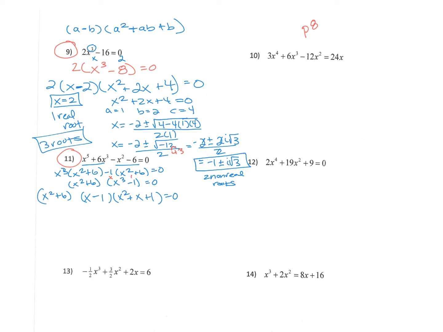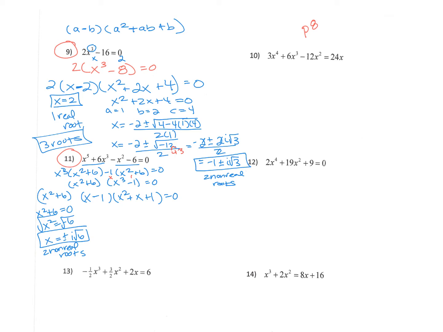So now I'm ready to set everything equal to 0. x squared plus 6 equals 0. I'm going to subtract 6 from both sides. I'm going to take the square root of both sides. Looks like x equals plus or minus the square root of negative 6. Well, the square root of negative 1 is i, and the 6 is just going to stay underneath. That's two non-real roots.